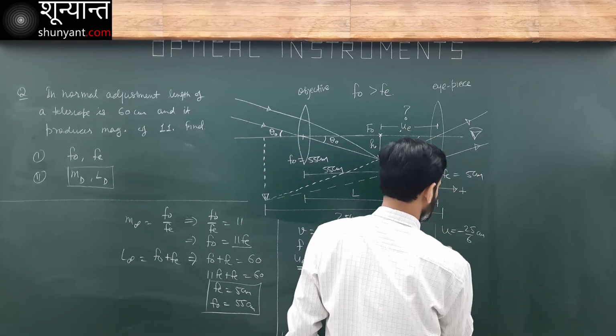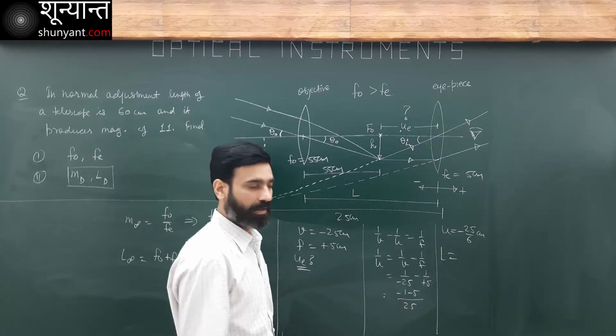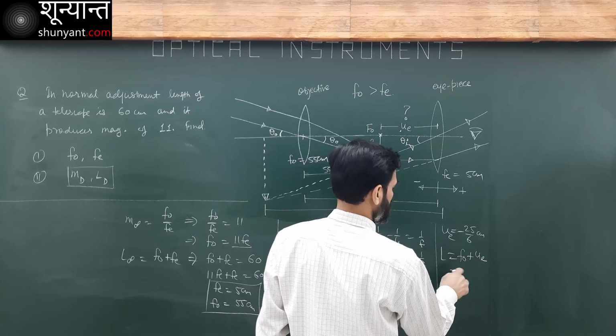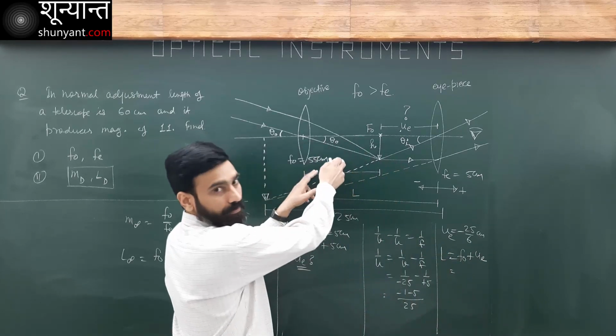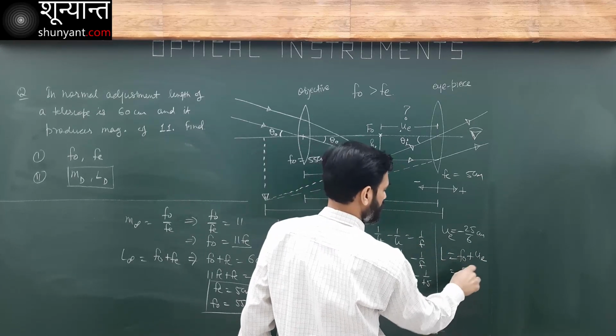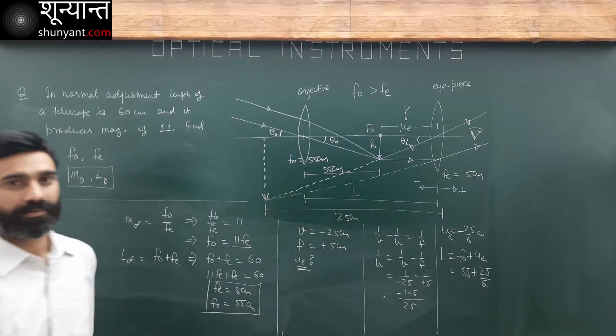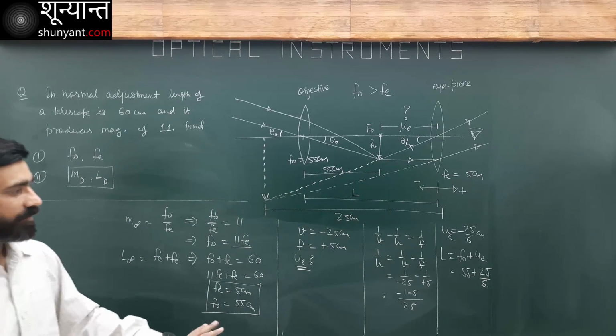Let's find length. Length will be equal to fo plus ue. This is ue, so it is 55 here. Okay, 55 plus 25 over 6. That's it. 55 plus 25 over 6.